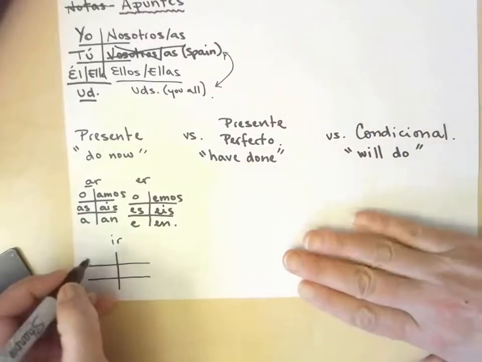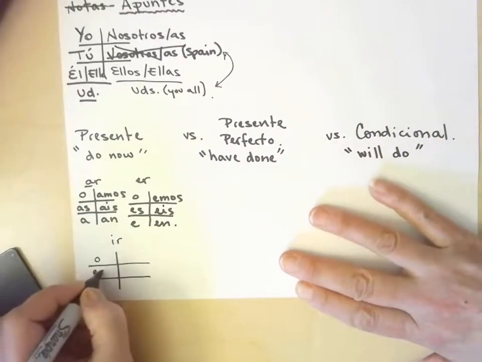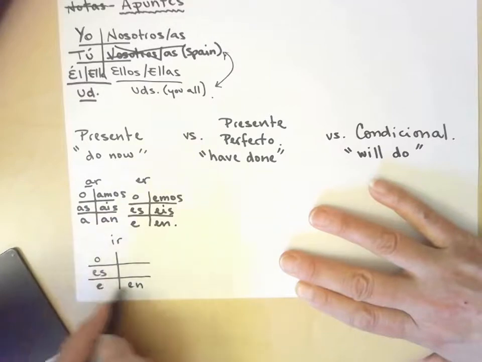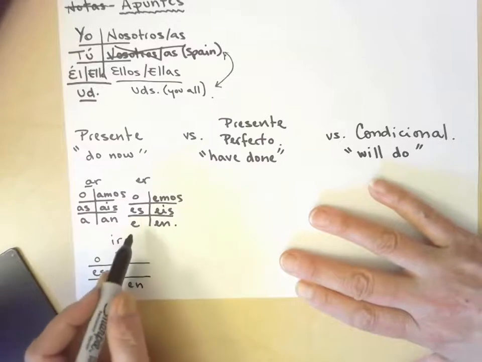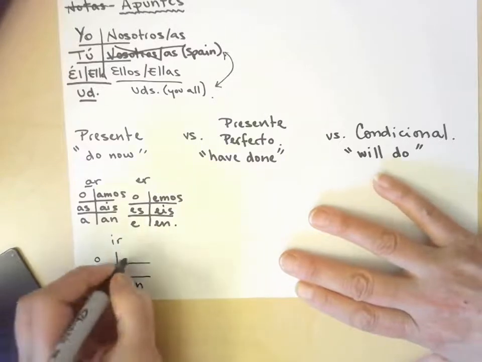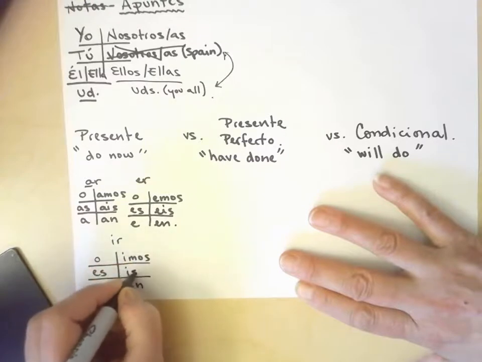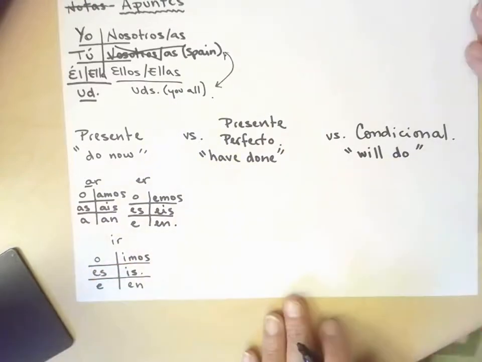For IR verbs it is o, es, e, en. Why am I doing the boot here, this little L? Because it's similar to ER. The only ones that change are the ones outside the boot, imos and is. Okay? So that's just a quick review for accuracy.